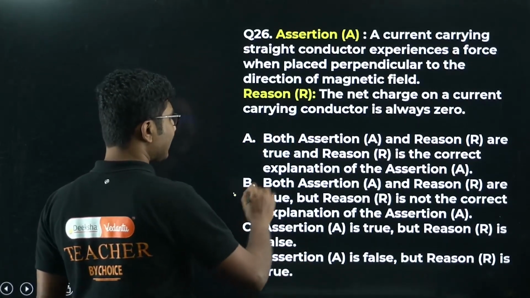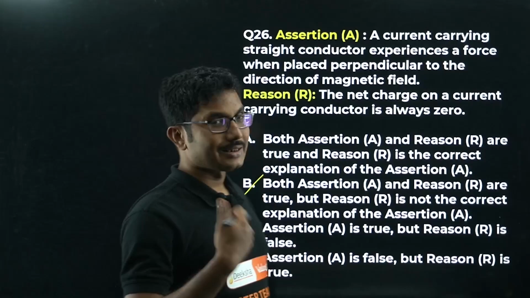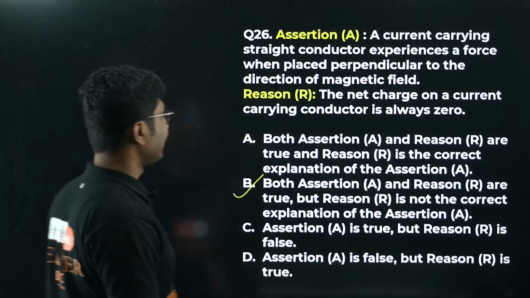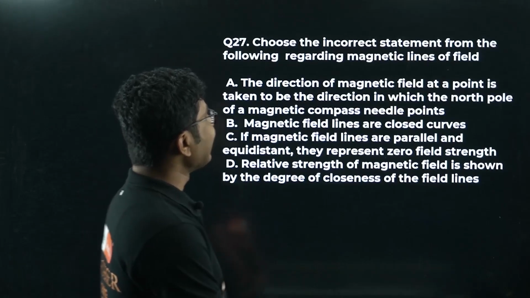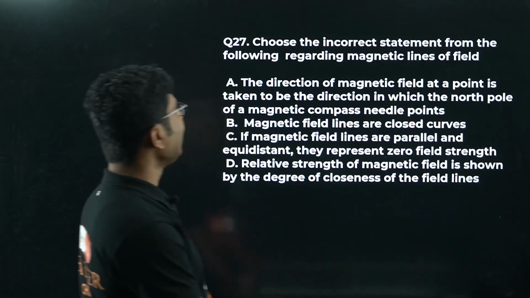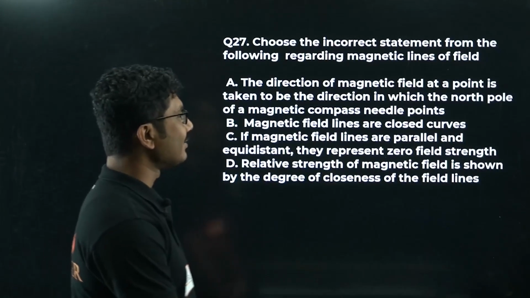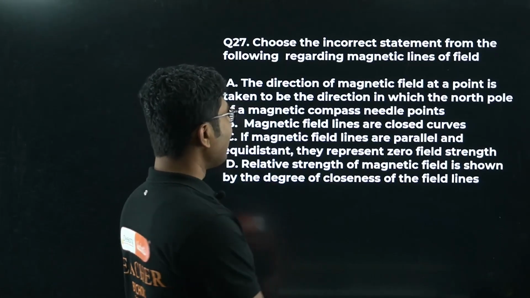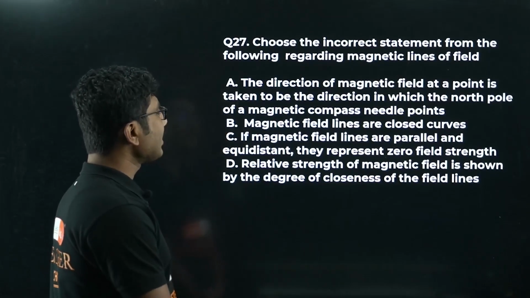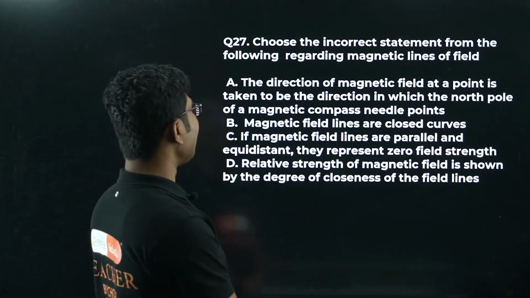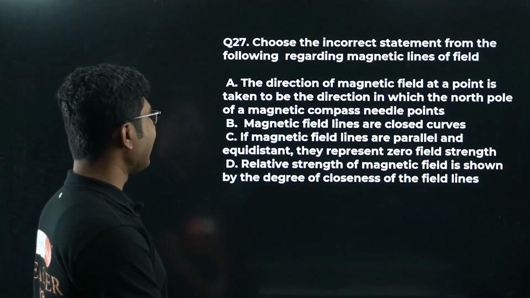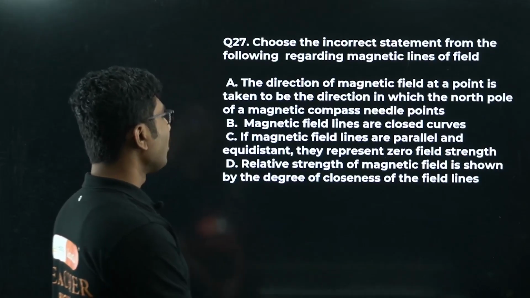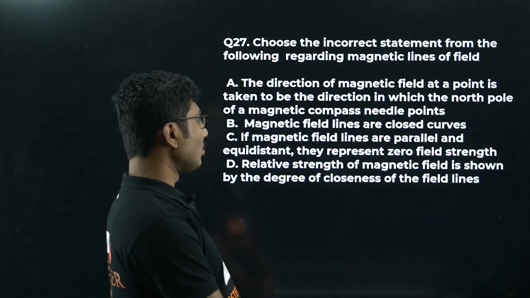So both assertion and reason are correct, but reason has nothing to do with the assertion, right? So option B is the correct answer. Choose the incorrect statement from the following regarding magnetic lines of field. Again, a magnetic field lines related question. The direction of magnetic field at a point is taken to be the direction in which the north pole of a magnetic compass needle points. Okay, the magnetic field lines are closed curves.